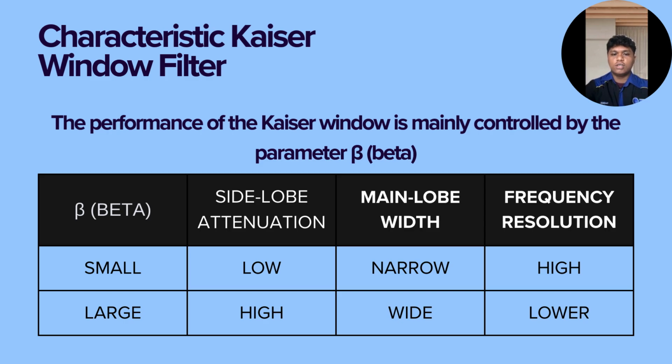So for the key trade-off for this characteristic, a larger beta value increases side lobe suppression, which is good for reducing interference, but it also widens the main lobe, reducing frequency resolution.